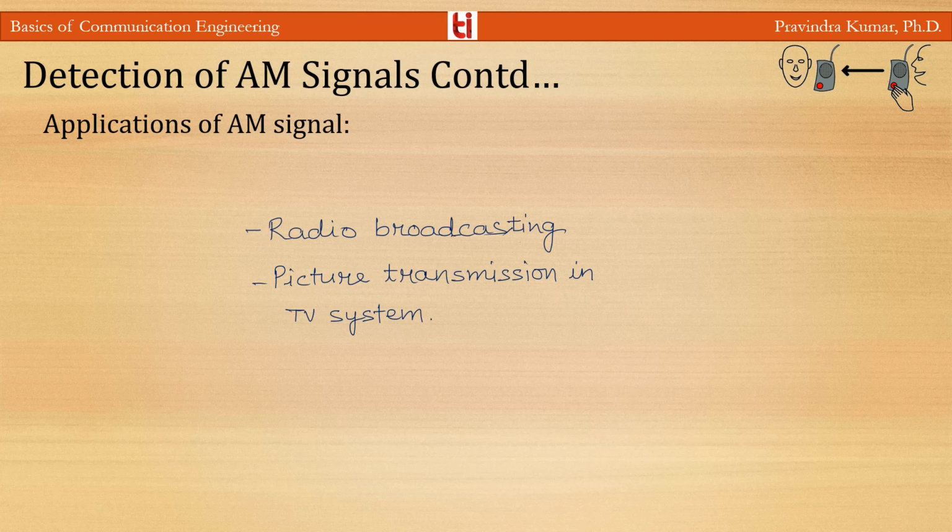In the next lecture, we will discuss the double sideband suppressed carrier amplitude modulation system, where we suppress the carrier because the carrier does not have any information, and 1/3 of the power of your AM signal is wasted in transmitting the carrier. And so we will discuss this double sideband suppressed carrier amplitude modulation system in the next lecture.